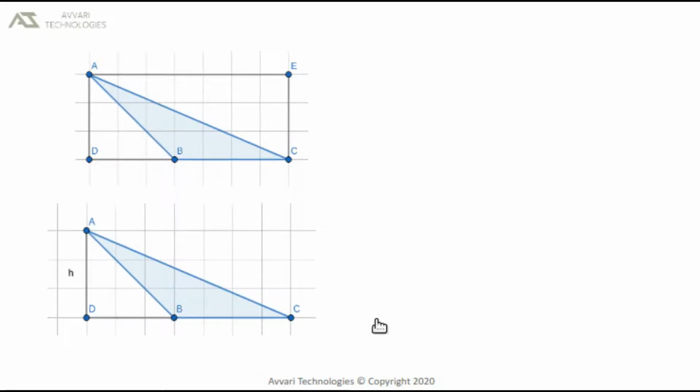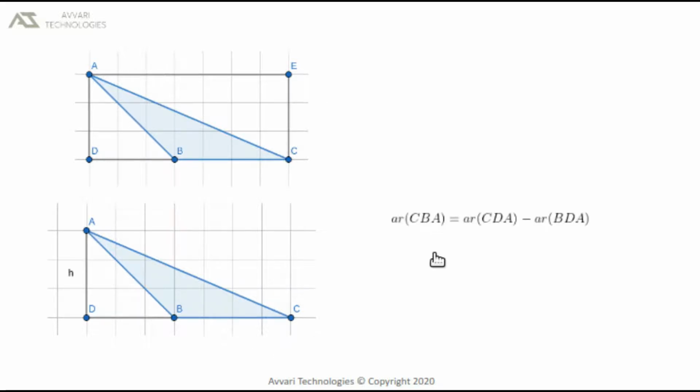Area of a triangle is basically half the area of a square or rectangle. In this case, it is half the area of the rectangle. The area of a triangle is defined as half into base into height. If we consider base as BC, and if we draw a perpendicular line to BC, we don't get the maximum height. In order to get the maximum height, we will follow a simple approach.